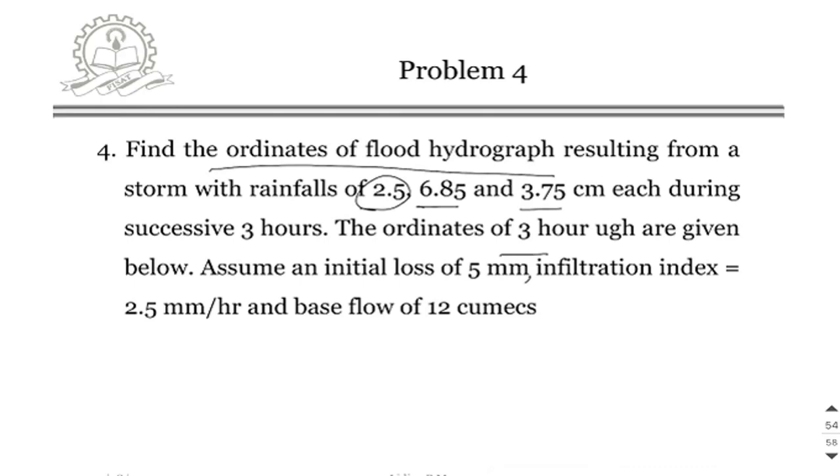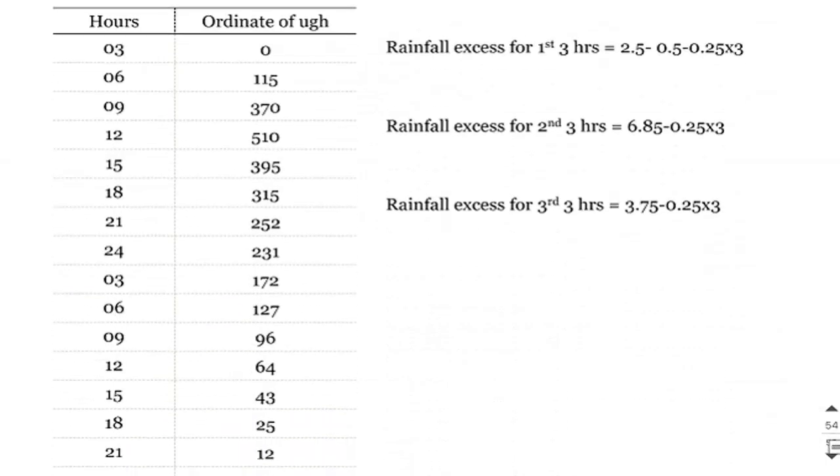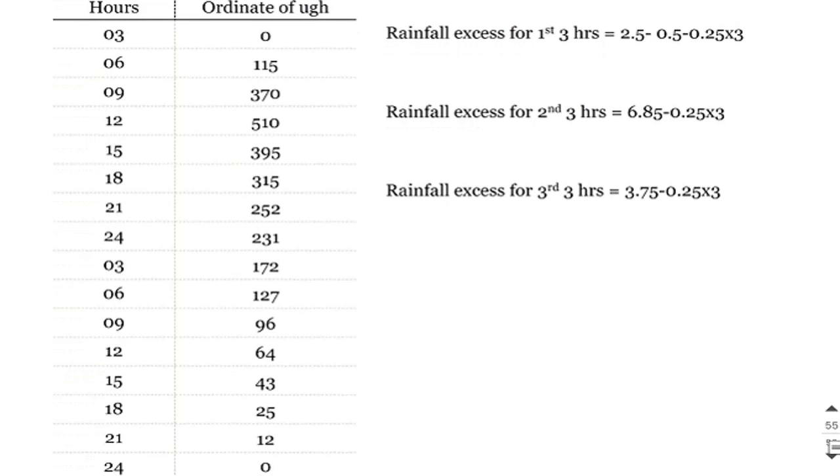Then the ordinates of the unit hydrograph are given. Then the initial loss is given as 5 mm. That is, the initial loss is met from the first rainfall itself. Then the infiltration index is 2.5 mm per hour, and the base flow. So we will start the question. These are the data given, the ordinates of the unit hydrograph.